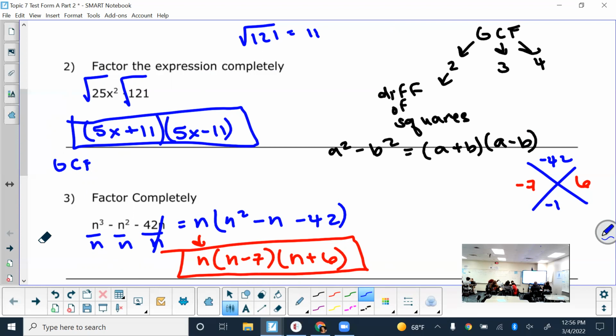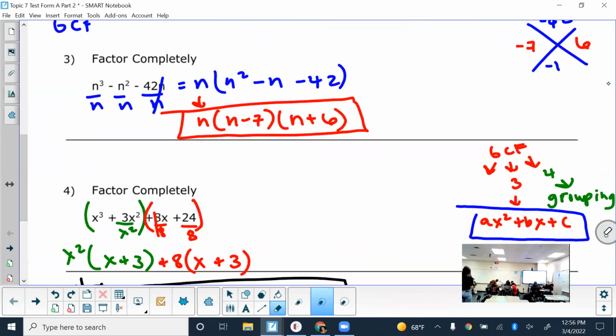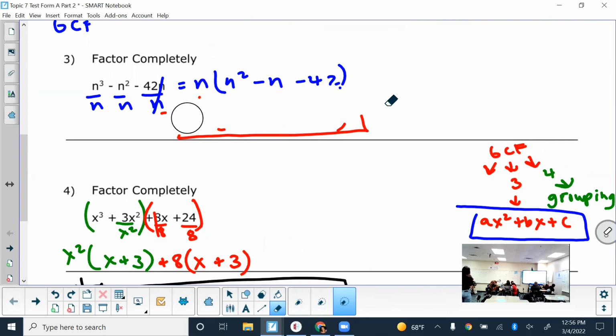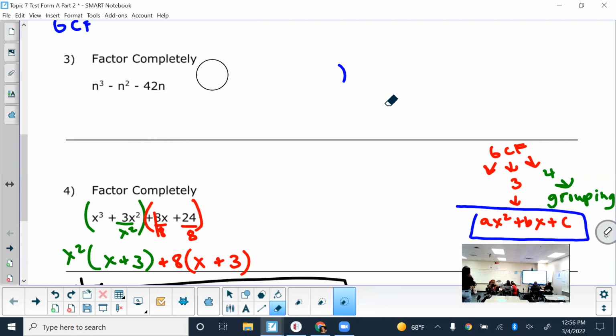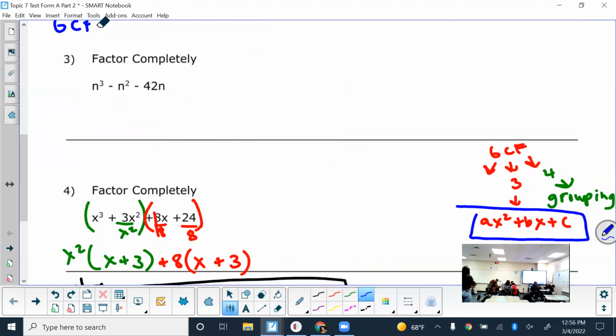3. On part 1 or part 2? Part 2. Okay, so let's look at 3. First step is always to do what? Find the GCF, or there may not be a GCF. Is there one in this problem? Not between the numbers, not between 1, 1, and 42, but do they each have an n? Yes. So then I do have a GCF. I need to factor that out before I continue further.